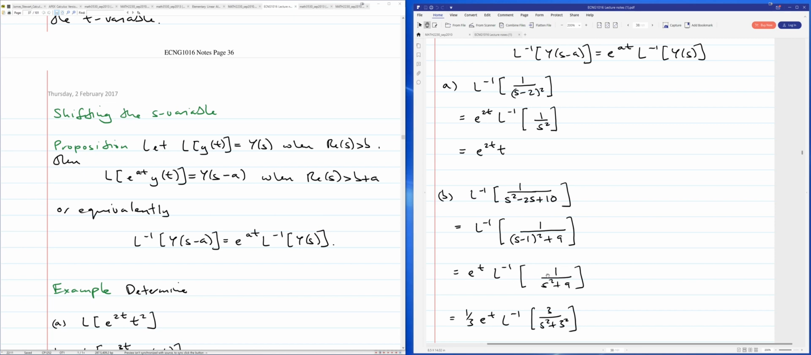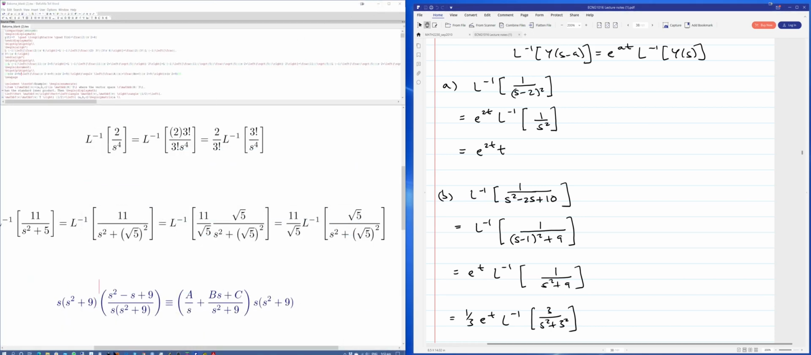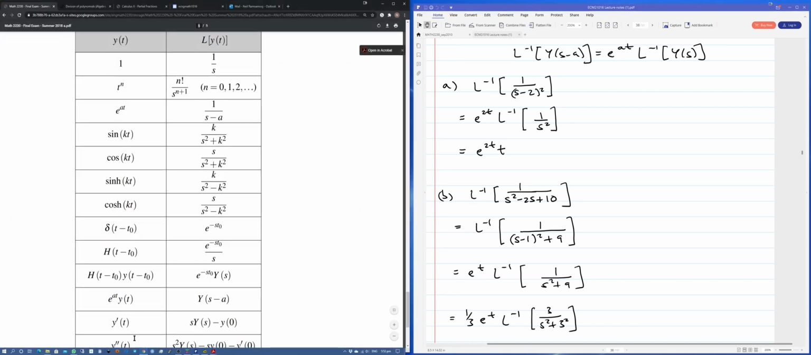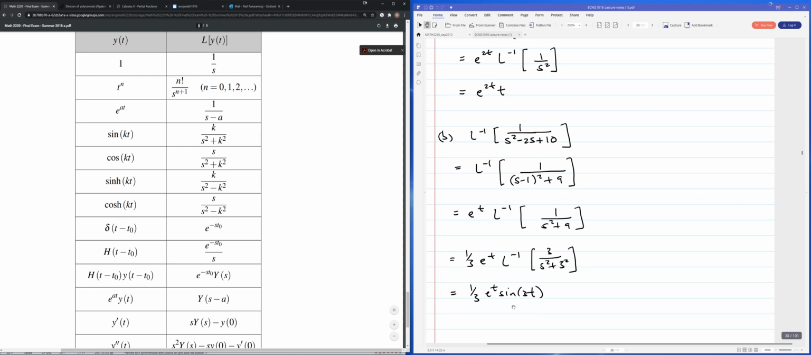Now you just use your table to work this out. The 1 on s squared plus 9, you'd get from using your formula for the Laplace transform of sine kt. This is 9, which is 3 squared. I'd want a 3 on top here, which means I'd need to adjust by a constant 1/3. So I get 1/3 e to the t times the Laplace inverse of 3 on s squared plus 3 squared, and the Laplace inverse of this is sine 3t. So my final answer is 1/3 e to the t sine 3t.